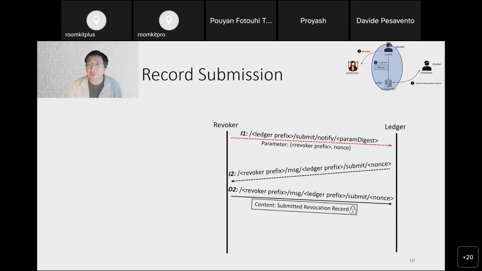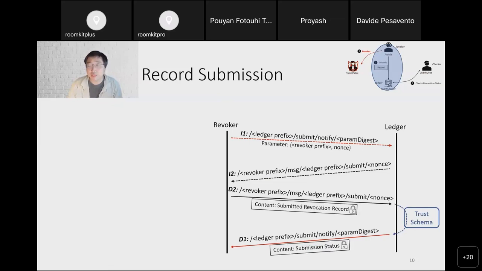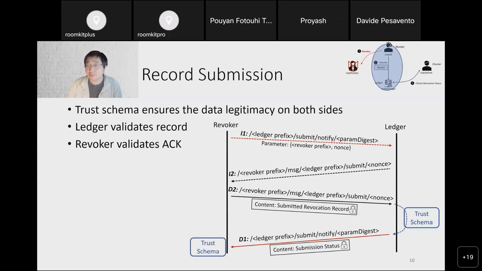When the ledger receives this D2, it executes the TrustSchema to validate that the record is legitimately signed. Then it replies to the first notification interest I1 with an acknowledgement data packet, which encapsulates the record submission status and is signed by the ledger. The revoker side also executes the TrustSchema to validate the acknowledgement data packet. From the figure, we can see that TrustSchema ensures data legitimacy on both sides, so that the ledger only accepts a legitimately signed revocation record, and the revoker can know it is submitting the record to the correct party.